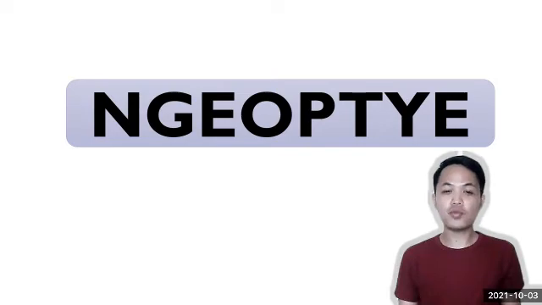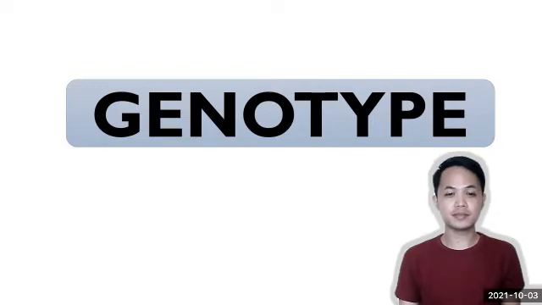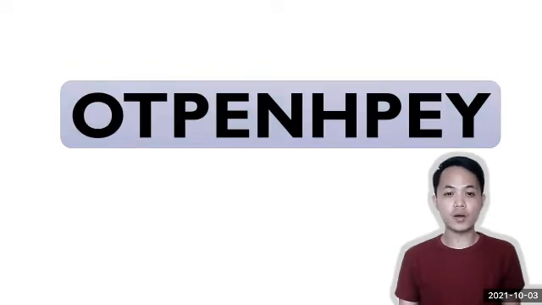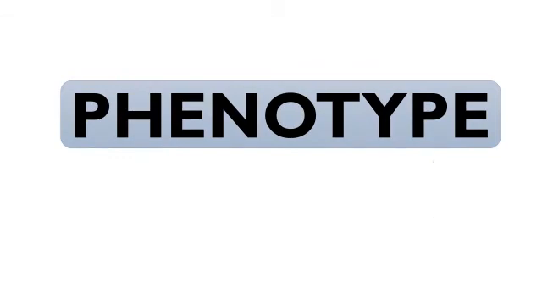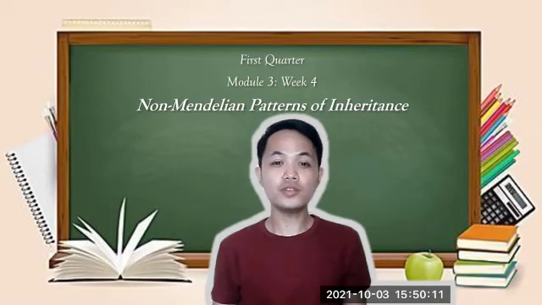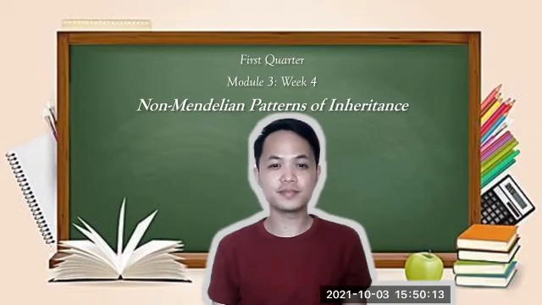What do you think is our fourth word? Nice. That is genotype. What do you think is our fifth word? Very good. That is phenotype. I hope all of the words you got it correct. So let us continue learning.